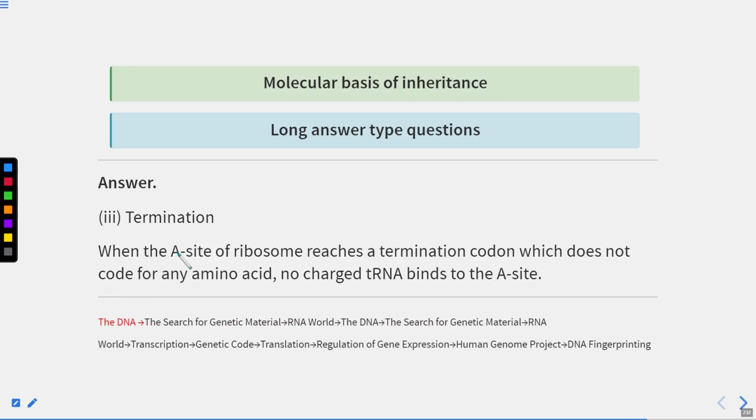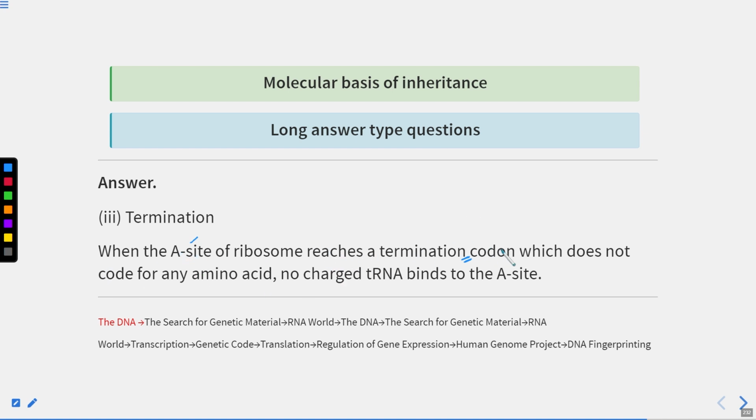Now the third step is termination. So what happens in termination? When the A site of the ribosome reaches the termination codon. Here, some codons are required for termination, so these are known as termination codons. Termination codons are also known as stop codons or nonsense codons. And why are they called that? Because they don't code for any amino acids.